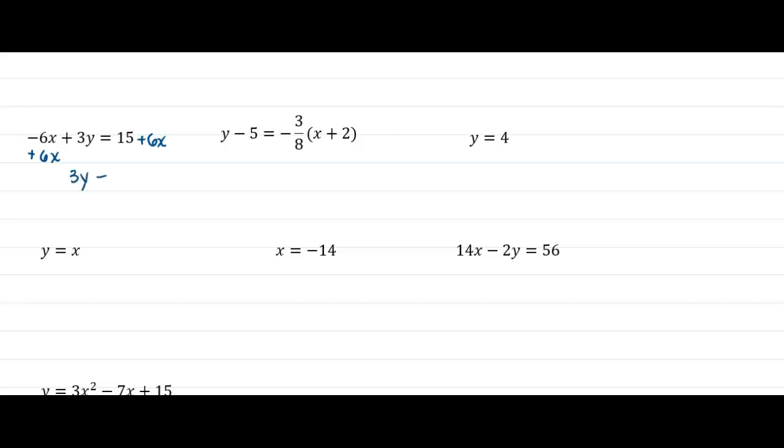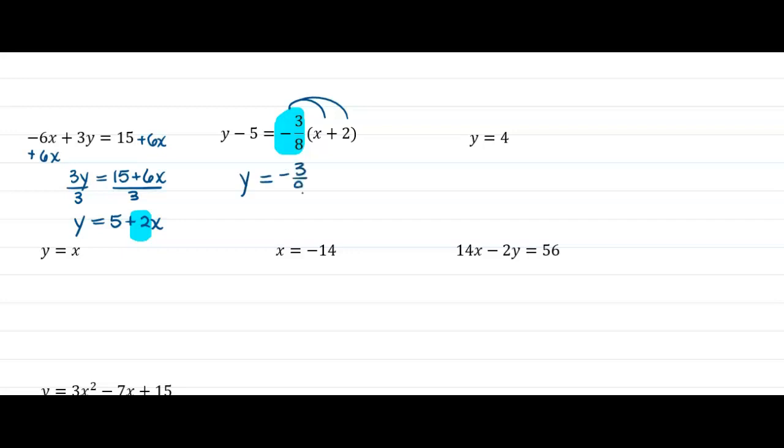So now I have 3y equals 15 plus 6x. Dividing by 3 and simplifying, I see that in slope-intercept form, I could easily see that the slope is 2. This is point-slope form. So if you recognize that, you could easily see that in point-slope form, this is the slope. But if you weren't sure, you could distribute and move that 5 to the other side.